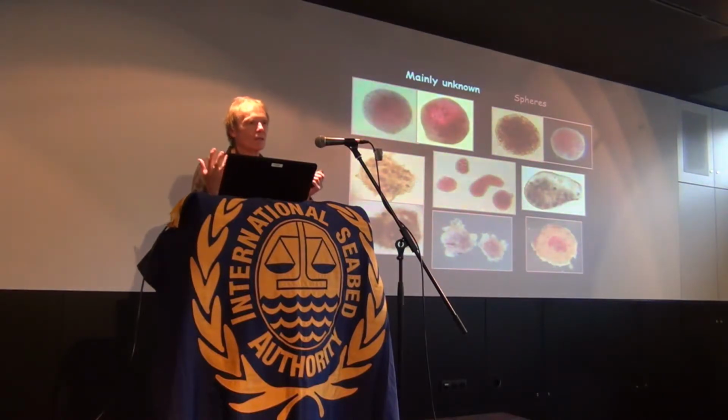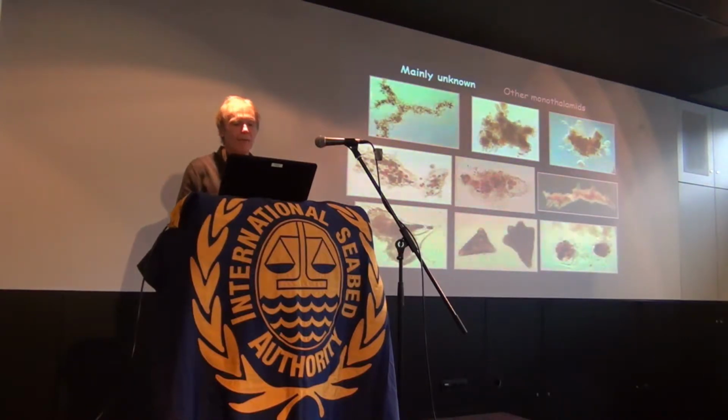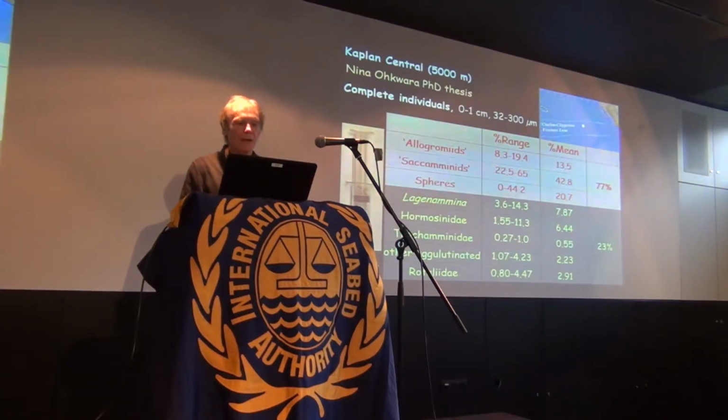You will find lots and lots of spherical agglutinated tests in samples from the CCZ. Sometimes they have a smooth surface, sometimes they're dotted with radial areas. And then we have other things that we just don't know what to do with. They're monothalamids of some sort, all sorts of strange shapes, often with stomata. Some of these may be komokiaceans, but most of them we just don't know what they are.